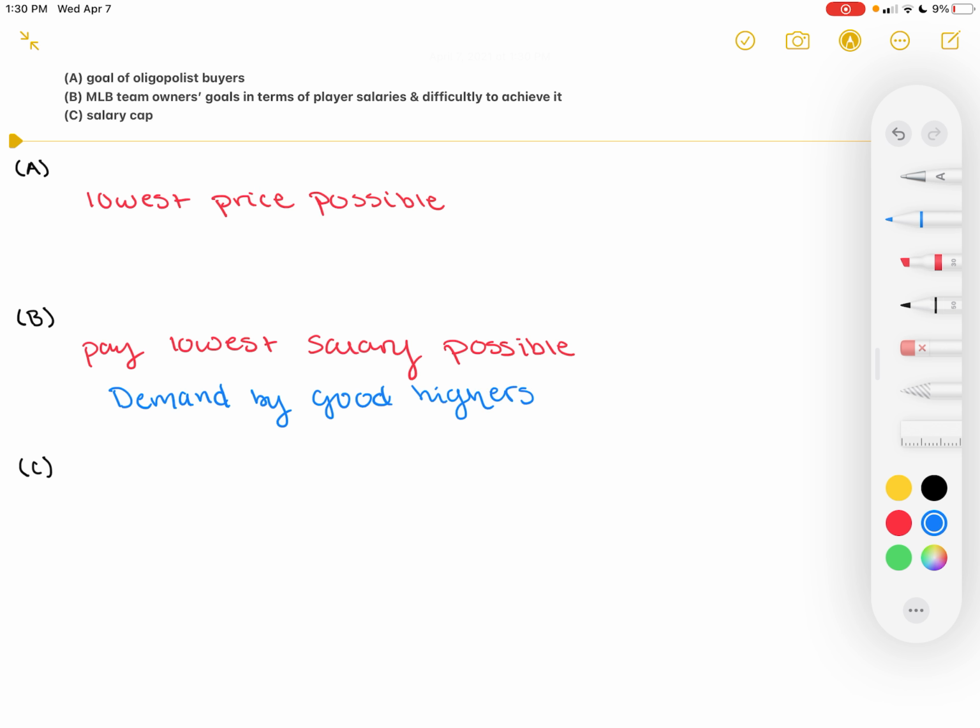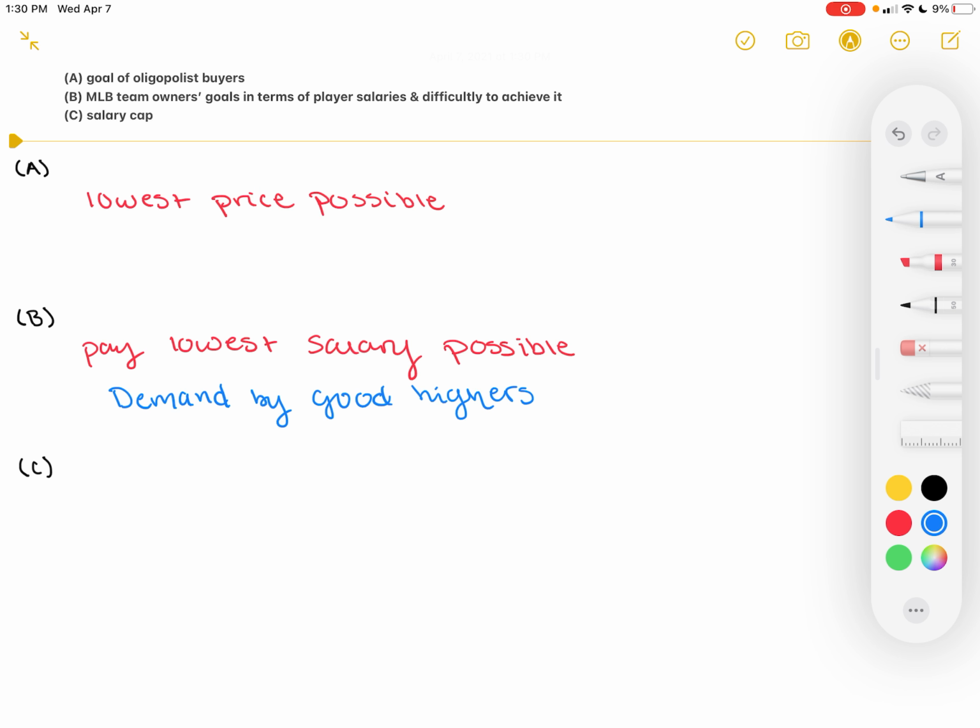And part C here, we're discussing this idea of a salary cap, this agreement amongst these oligopolist buyers, these owners of the baseball teams. They tried to set this salary cap on what they could pay for their baseball players. And we'd like to know, why exactly did they do that? Well, they wanted to do that so that they could avoid this idea of cheating amongst these players.